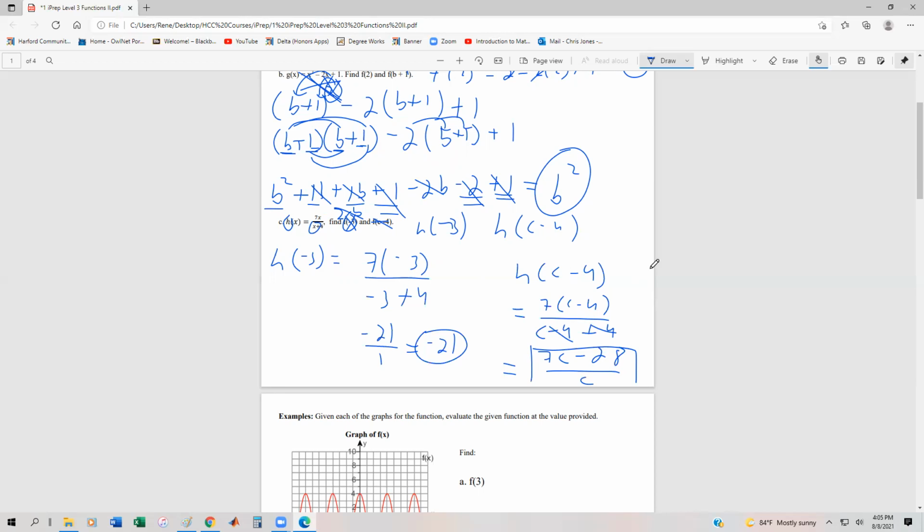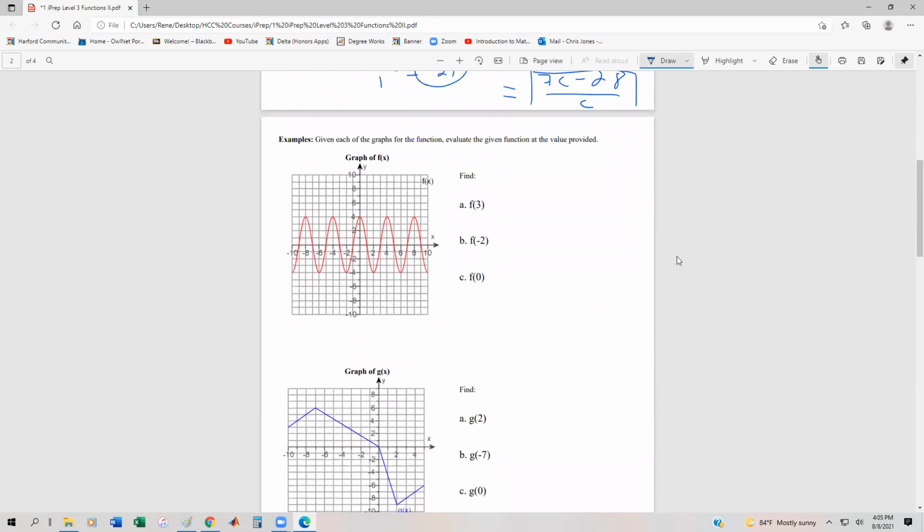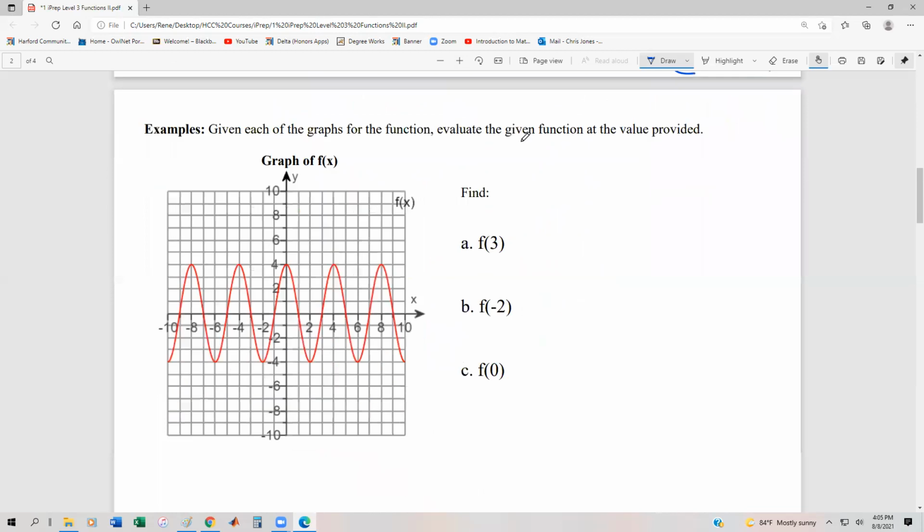Right? Now, another thing that we can do with functions is if we have the graph of a function, we can evaluate given the value of the function. And I'm going to zoom in just a little bit here.